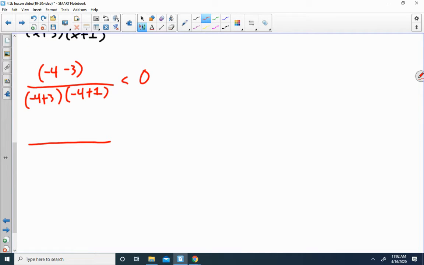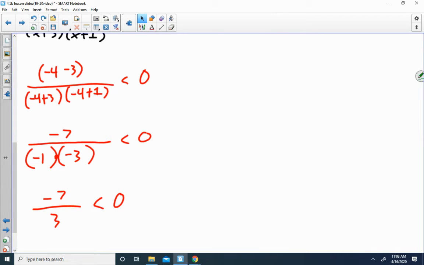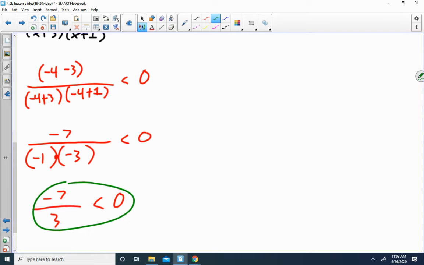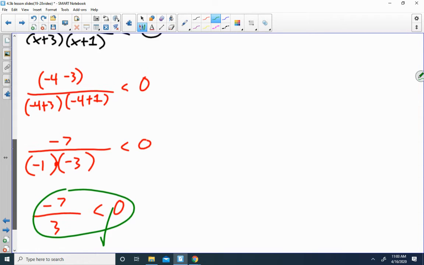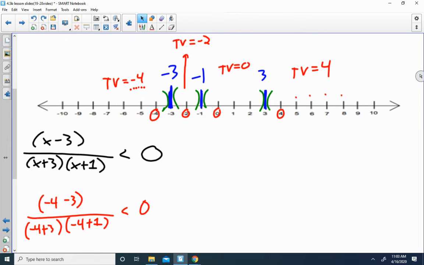On top, -4 minus 3 will be -7. On bottom, -4 plus 3 is -1, and then -4 plus 1 will be -3, all still less than 0. -7 will stay on top. On bottom, -1 times -3 will be +3. So you get -7/3 less than 0. And lucky for us, a negative number is smaller than 0, so that is a true statement. Thus, we can shade in that interval because it works.